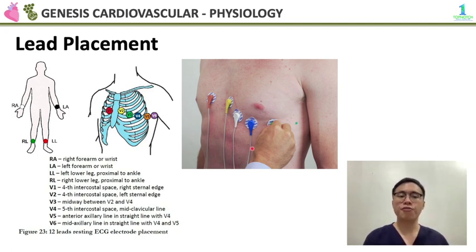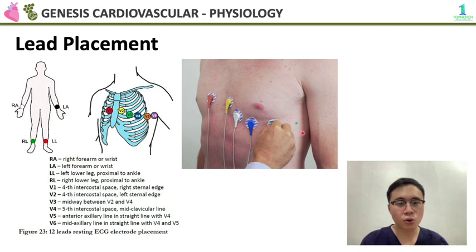V4 is in the fifth intercostal space, mid-clavicular line, around 9 centimeters from the midline. Very easy to remember: just estimate, below the nipple, you put V4 over there. Once you have V2 and V4, put V3 in the middle. The landmark of V3 is midway between V2 and V4. Next, V5 is in the anterior axillary line, and V6 in the mid-axillary line.